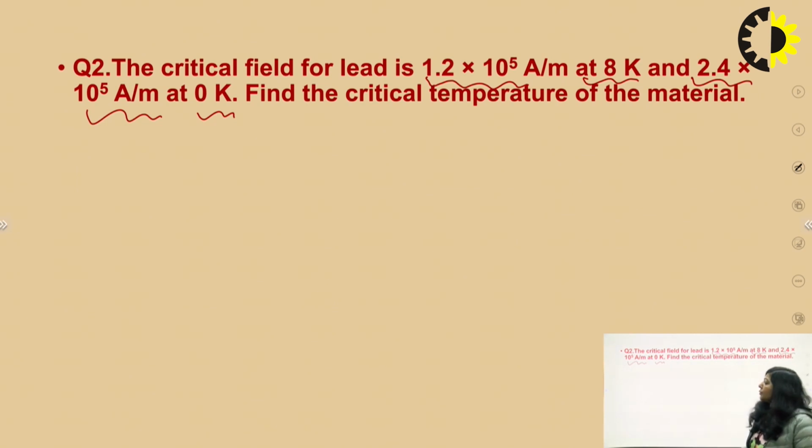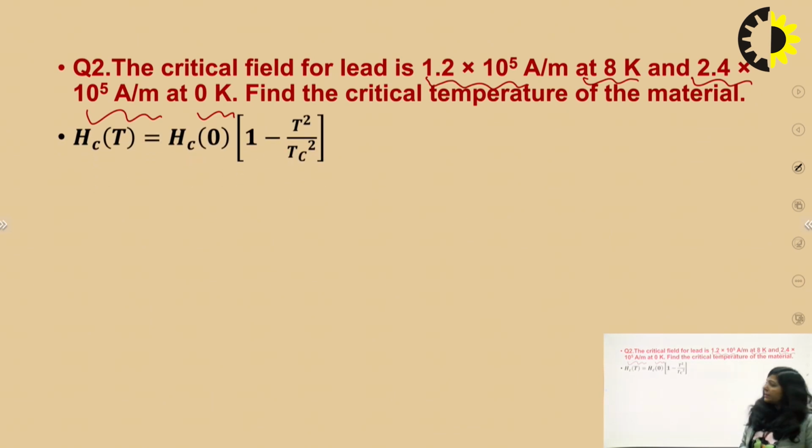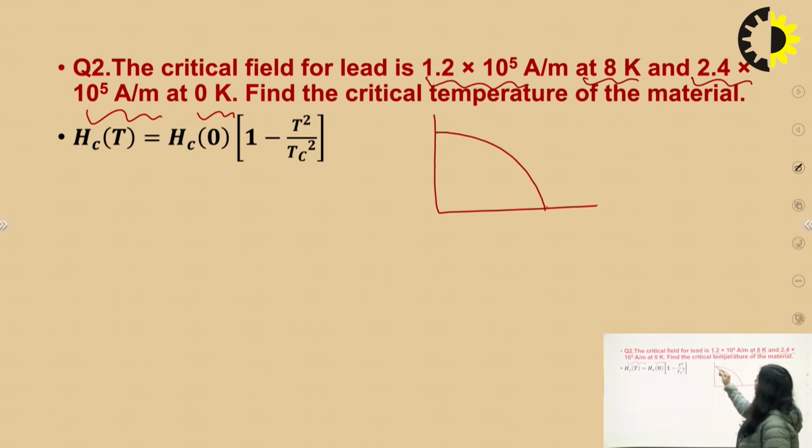So again, you are going to use the same mathematical expression which we have already discussed, that Hc at T is equal to Hc naught into 1 minus T square upon Tc square. Now first identify what is given in this question. Again, along the y-axis we have magnetic field and along the x-axis we have temperature. The critical magnetic field at 0 Kelvin is given, and this value is 2.4 into 10 raised to power 5 ampere per meter.